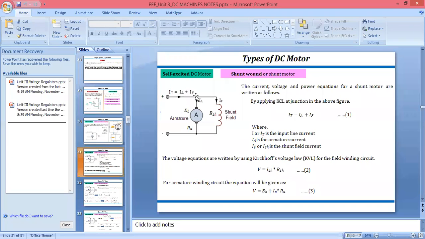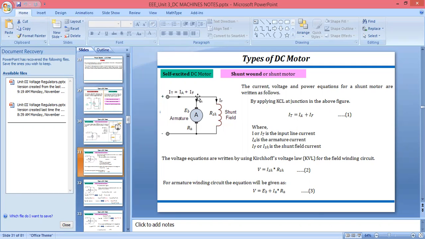So you can see here, at this point where I have kept my cursor, the field winding's one terminal is connected, the DC motor armature is connected, and the power supply we are giving is also connected. It means we can call this point a node. So according to KCL, we can apply KCL for this node.